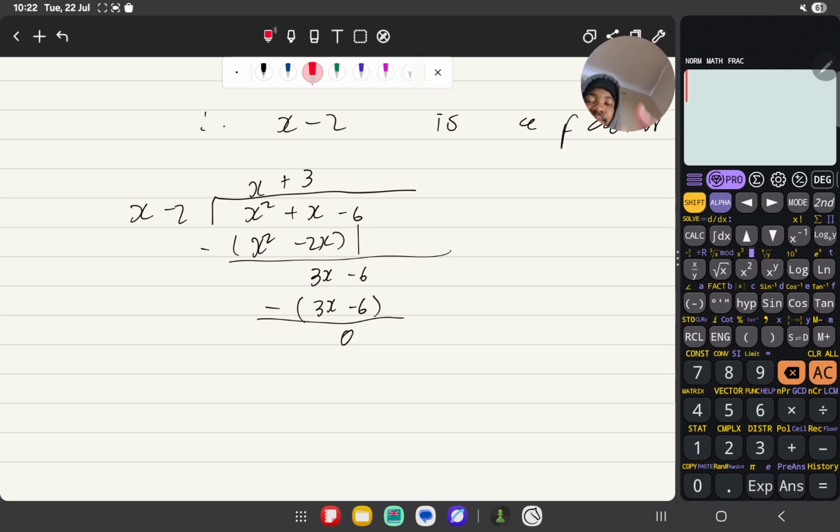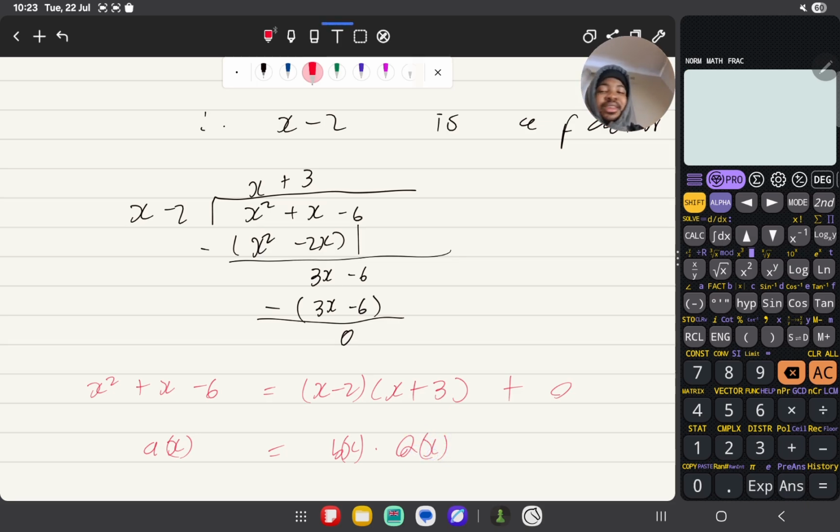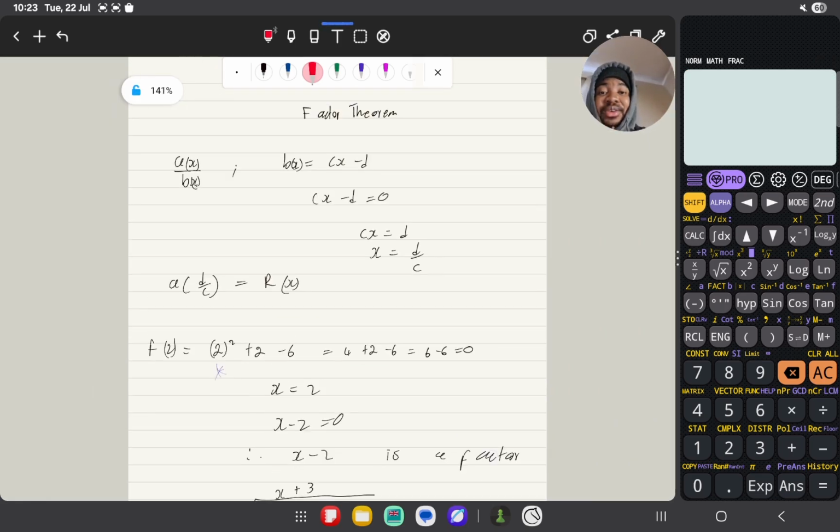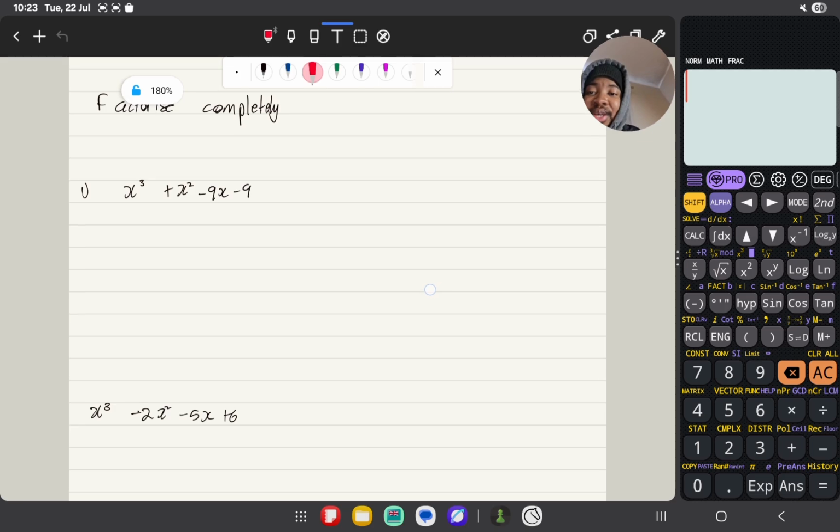Do you understand? So in a way, when we write this, we would say that x squared plus x minus 6 is equal to x minus 2 times x plus 3, plus your remainder, which is 0, right? And then remember, this is the form a of x equals b of x, the one we divided by, multiplied by q of x, our quotient, right? This is really beautiful. So that is just it about the factor theorem. Let's do a couple of examples, see what we can get.